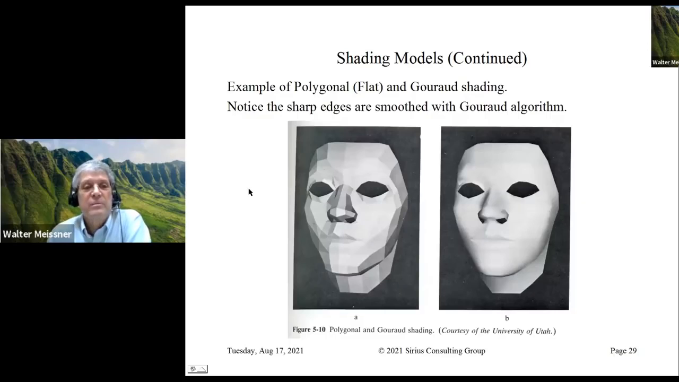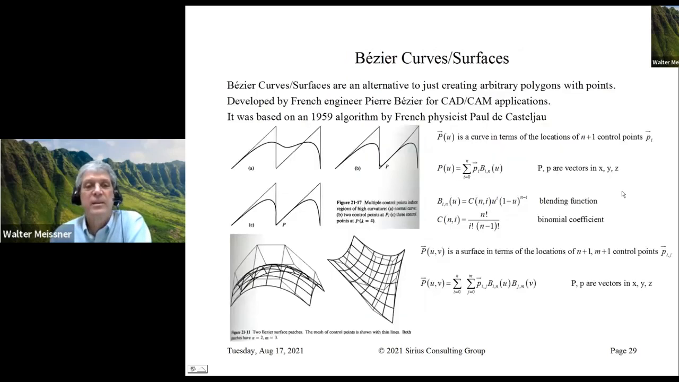So here's an example of another shading model. On the left, it's flat shading. On the right, it's Gouraud shading. And it's much easier to see the flat shading panels. This is done for a face, and all these sharp edges can be smoothed out with Gouraud shading. The person actually used his wife as a model, inputted that into the computer, and then applied a shading algorithm to get that.